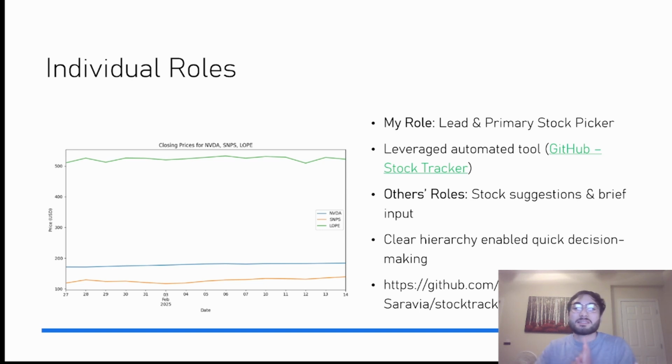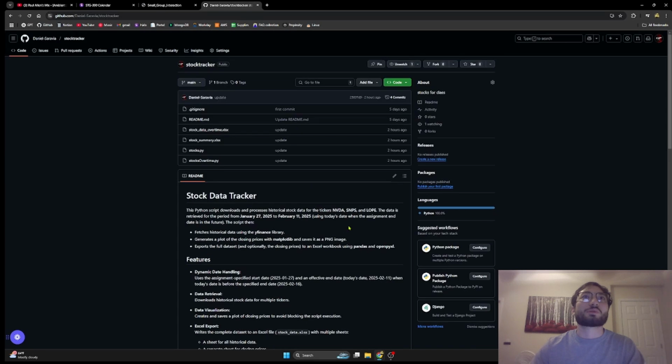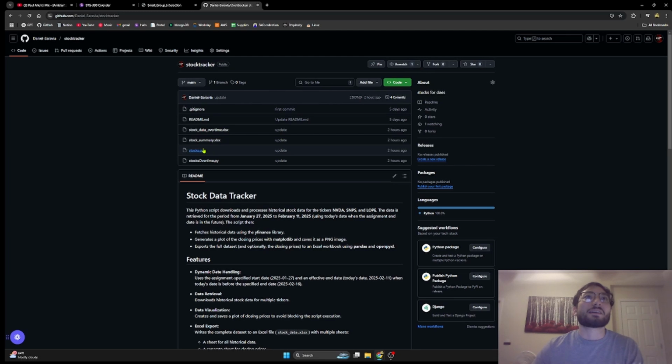Others offered suggestions during brief discussions, but the bulk of decision making was mine, enabling us to move quickly. Let's look at that project real quick. This is the project for Stock Picker. I have it on GitHub. It has two files, stocks.py and stocks over time, and I'll show you what these two do.